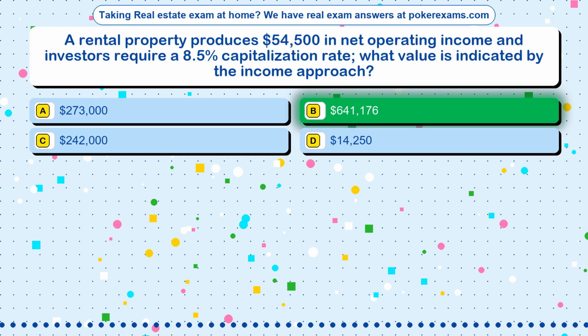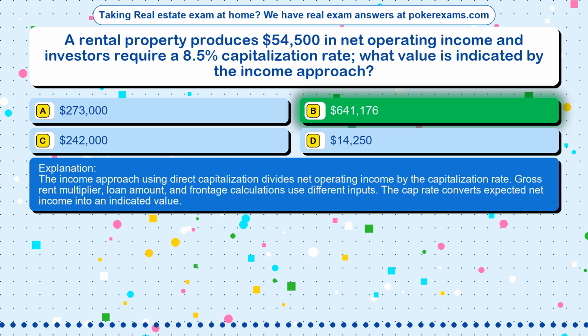The correct answer is option B, $641,176. The income approach using direct capitalization divides net operating income by the capitalization rate. Gross rent multiplier, loan amount, and frontage calculations use different inputs. The cap rate converts expected net income into an indicated value.